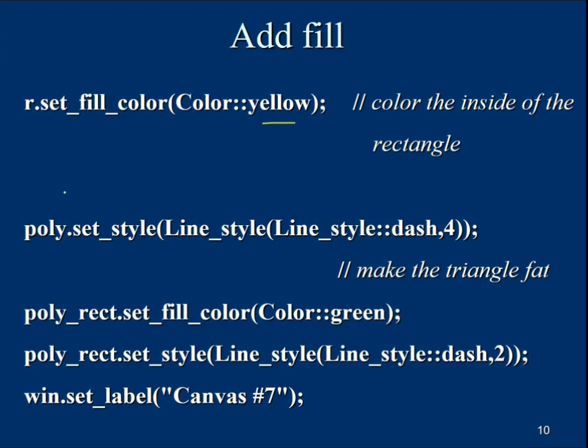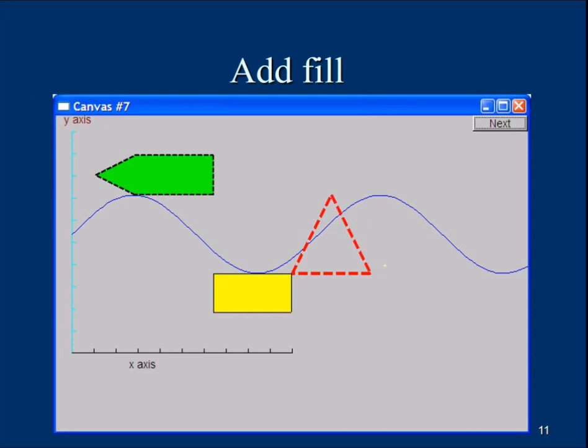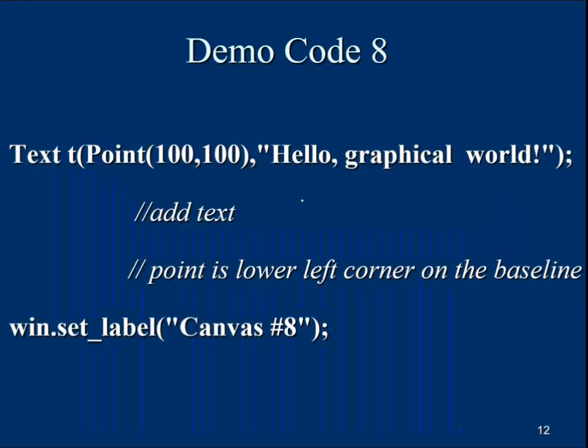We are also making the triangle somewhat fatter by setting the line style and making the dash 4. And we now fill it with some flashy color called green. And then we set the style of this polyrect, make it dash 2, and place it on canvas number 7. So see, we did this for the previous one and we made it for the recent one.